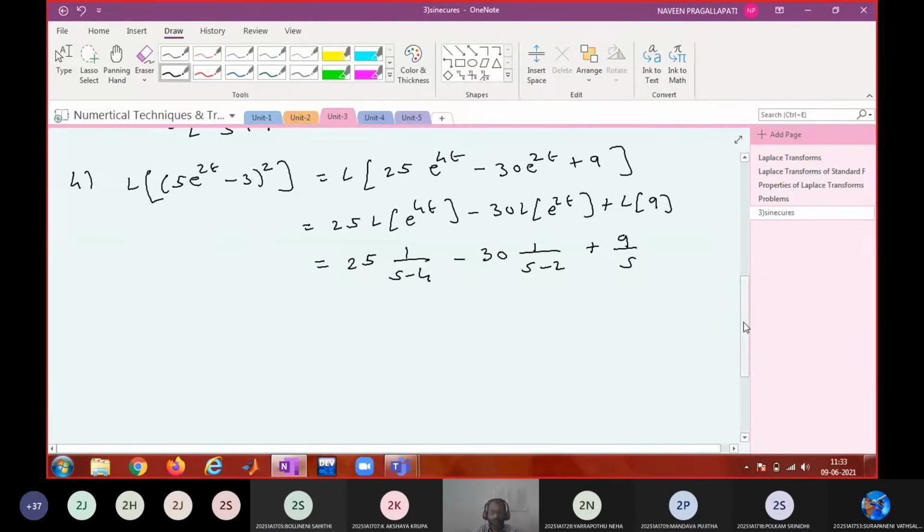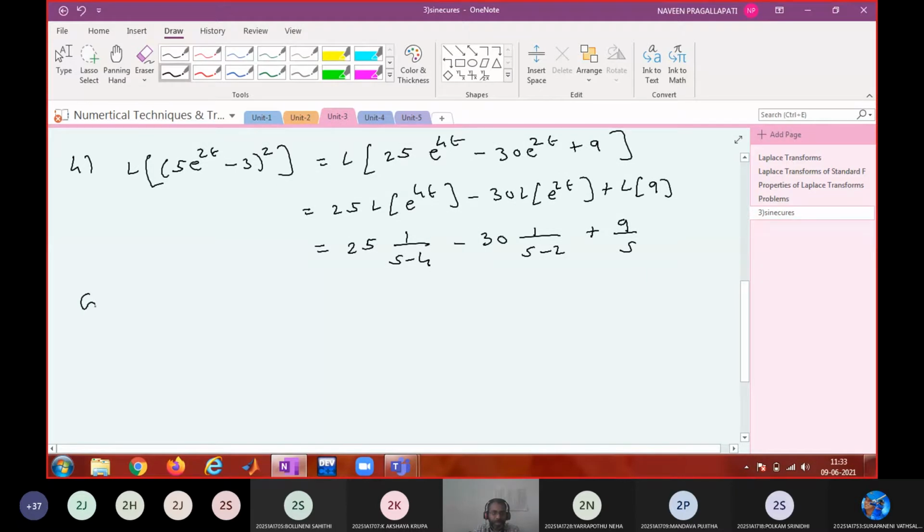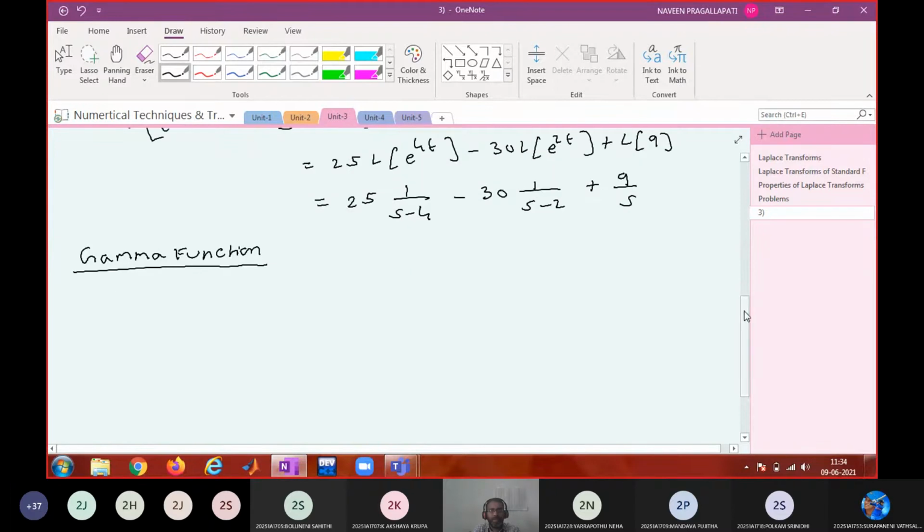Okay. Before moving to the next property, I would like to introduce one function called the gamma function. You need to know about this. Did you learn about this gamma function in multiple integrals? Yes or no? I don't think you learned about the gamma function, right? So, write down the definition for a greater than 0.